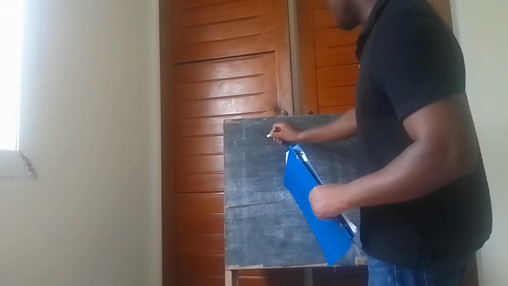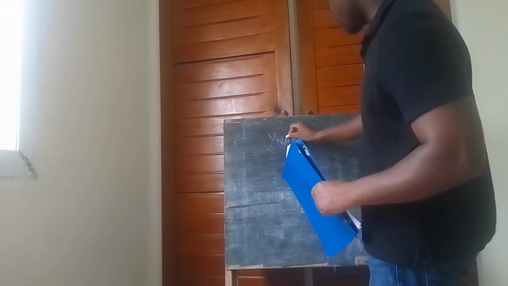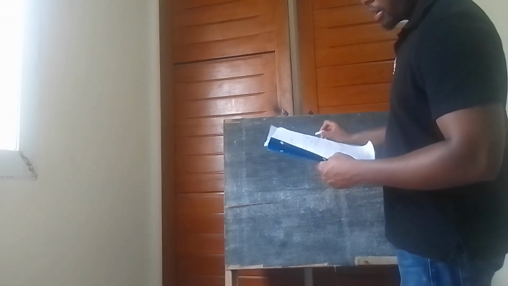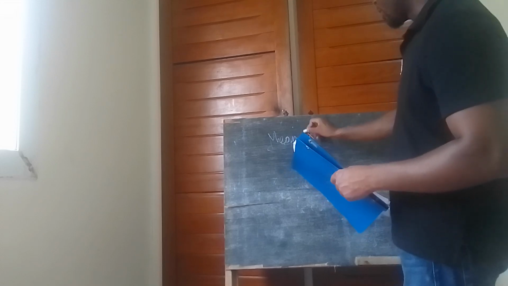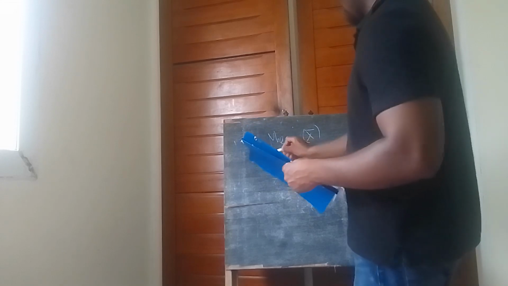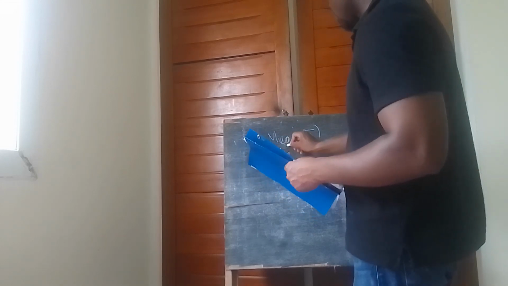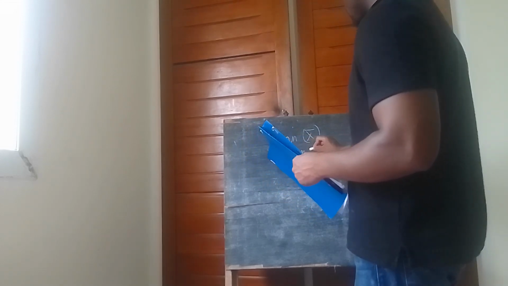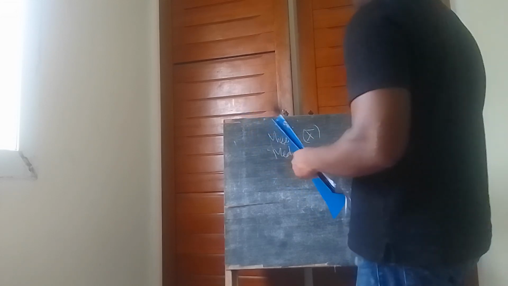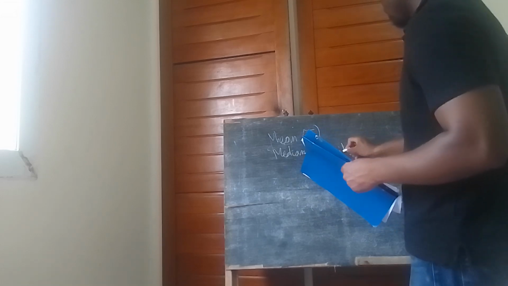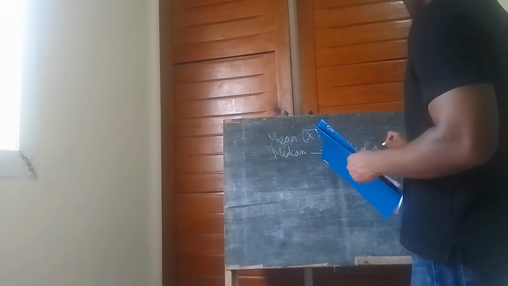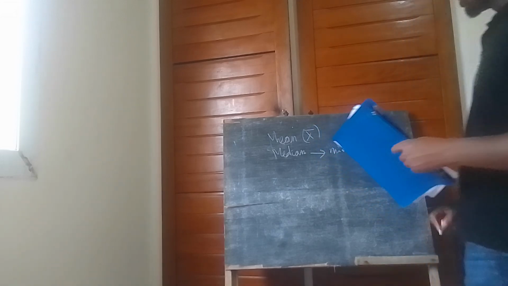Basically, you have the mean. And the mean is going to be written as x bar, and then you have the median. The median is not the average. The median is the middle value of a set.